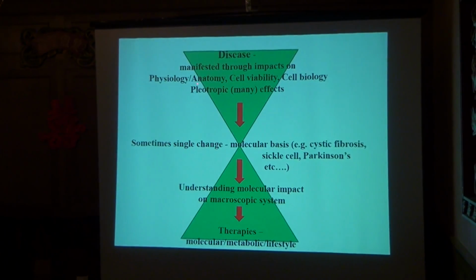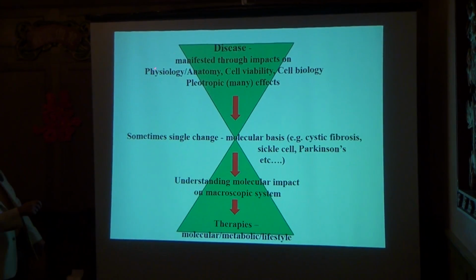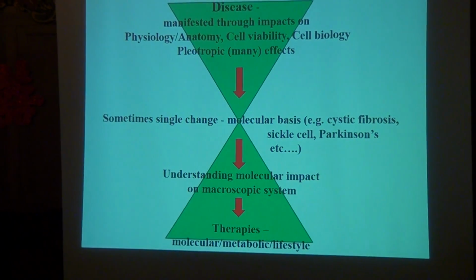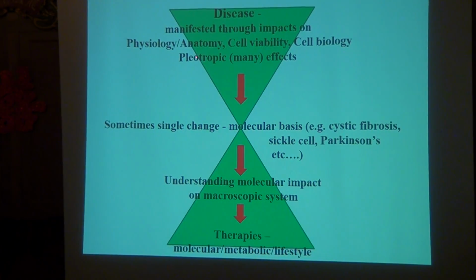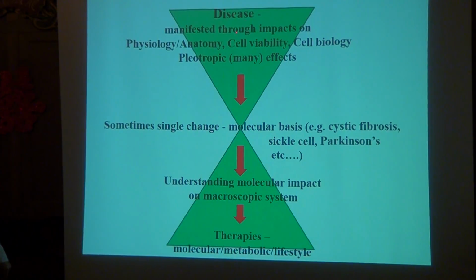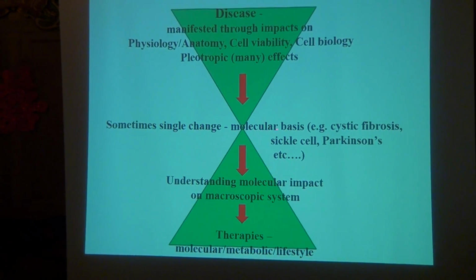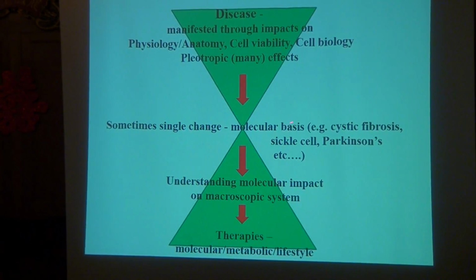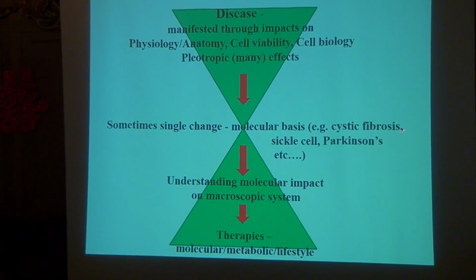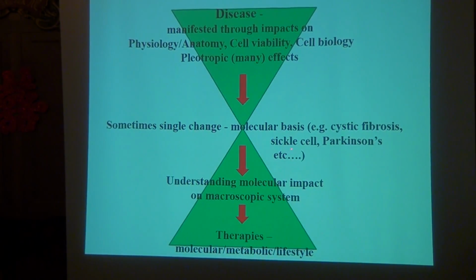look at disease, we have this manifestation. It impacts physiology, anatomy, cell viability, cell biology, and so forth. It has many different effects. That's what pleiotropic means. So what we do is actually try and figure out what the molecular basis of these folding diseases are. And usually we end up with a single amino acid change, resulting in cystic fibrosis, sickle cell anemia, Parkinson's, and so forth. But once we understand this molecular impact on the macroscopic system, then we devise therapies.